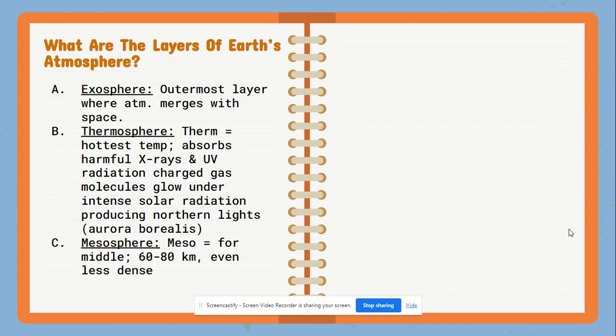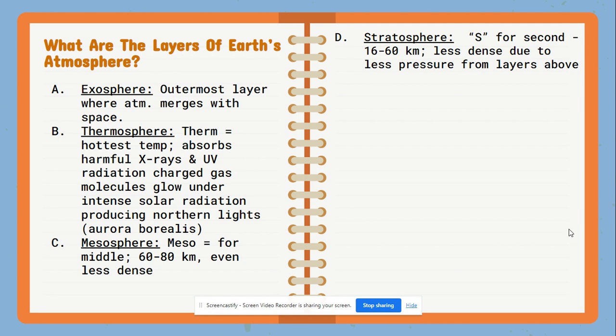Next would be the mesosphere, right? Meso meaning middle. It's about 60 to 80 or so kilometers in terms of altitude, and it is less dense in terms of molecules. Followed by the stratosphere. Think of S, stratosphere, S for second layer of Earth's layers of atmosphere. It's about 16 or so to 60 kilometers in length. It's less dense due to less pressure from any layers above it.